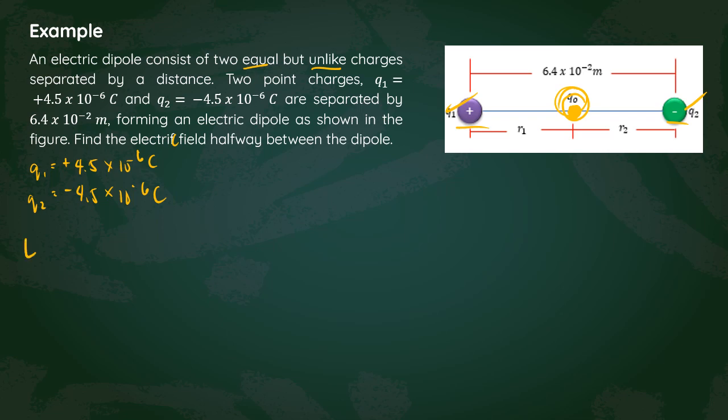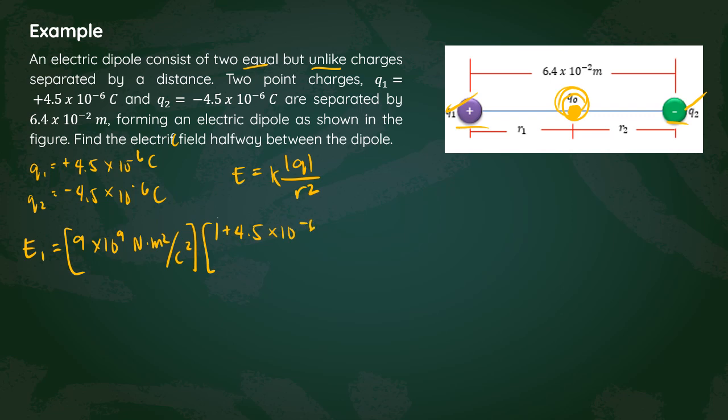So solving for the electric field due to Q1, our formula again is electric field is equal to K, the Coulomb's constant, times the charge of the particle, divided by r squared. So E1 will be 9 times 10 raised to 9 newton meter squared per coulomb squared, times the charge, which is positive 4.5 times 10 raised to negative 6 coulomb in absolute value, divided by the distance.